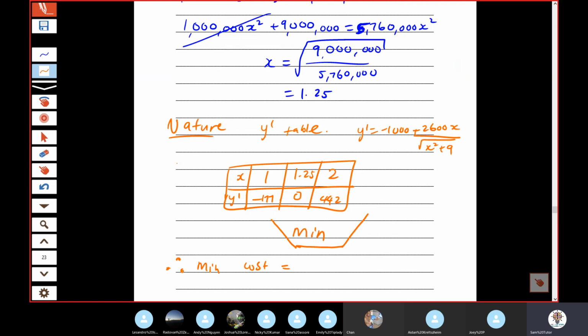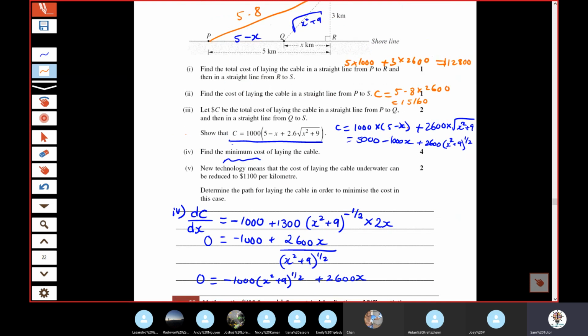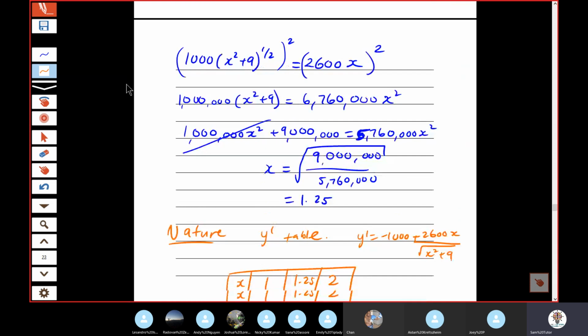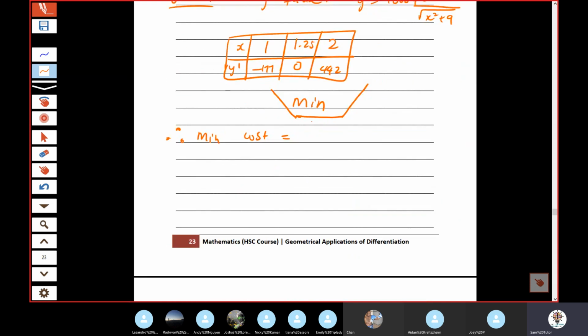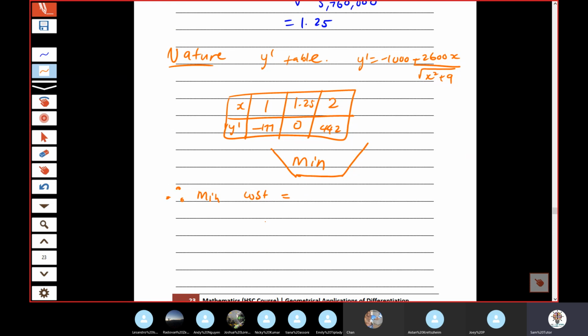All those minimum cost. Can someone read out that thing to me? This one? 1,000, 5 minus x. Subject to that one. Yeah, because it's the cost. So 1,000 and then 5 minus x. And then can you tell me what else it was? 2.6 square root 1.25 squared plus 9, thank you. And that would be the minimum cost. That's it. No matter what you do, you can't get it any more minimum than that.